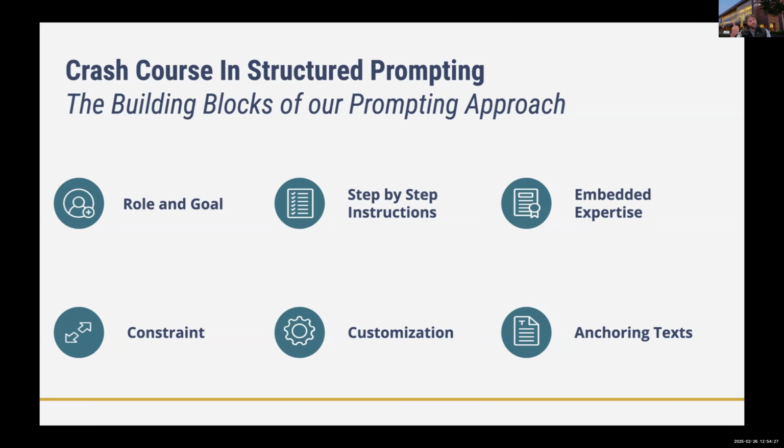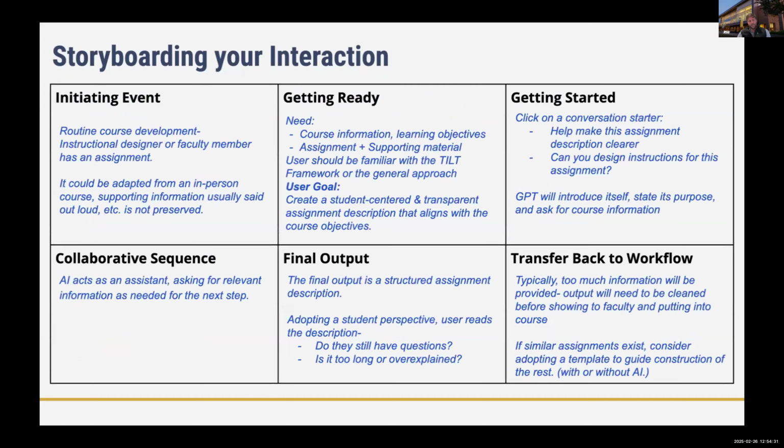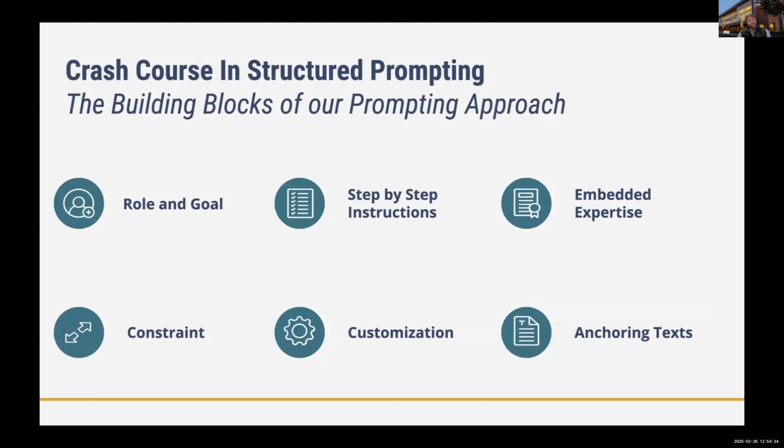So role and goal comes from that first part, the use case assessment. The step-by-step instructions is the collaborative sequence. The embedded expertise is what we think people need to know to be able to do some of that stuff. Constraint is the target outputs, to say it needs to look like this, it needs to behave like this, do this thing in this order. The customization is it asks questions and then responds based on how the user answers. And then the anchoring text are those files we upload to say, use this framework, use this thing at this point to inform your response.